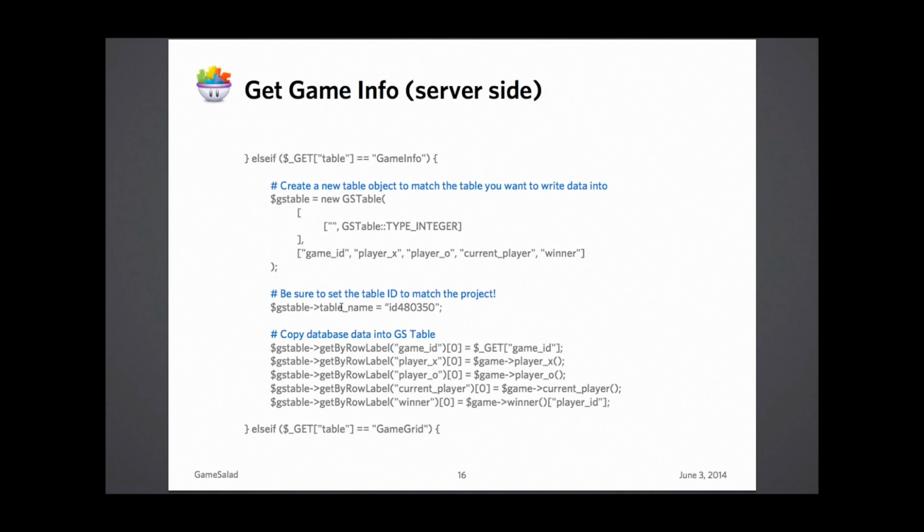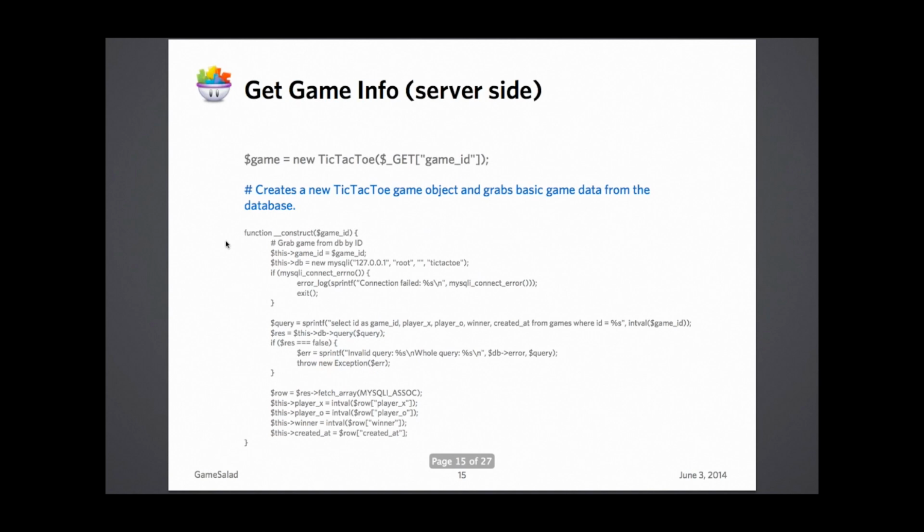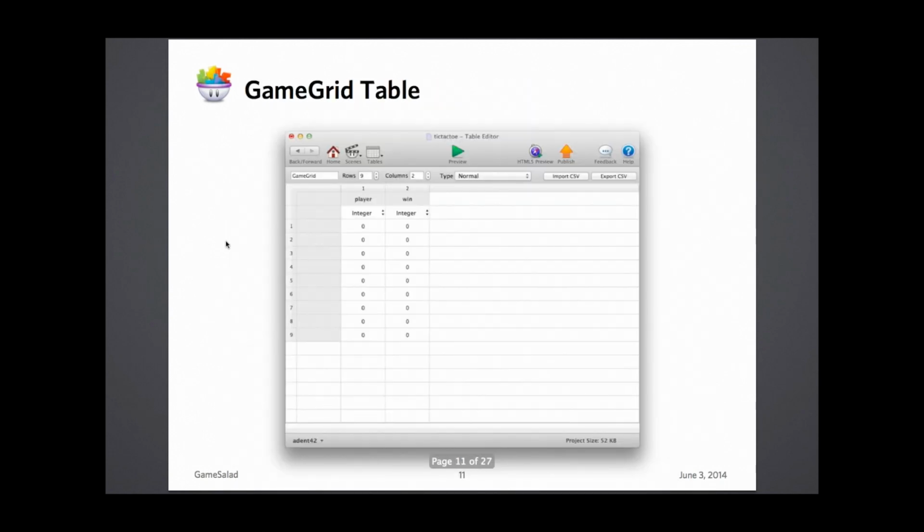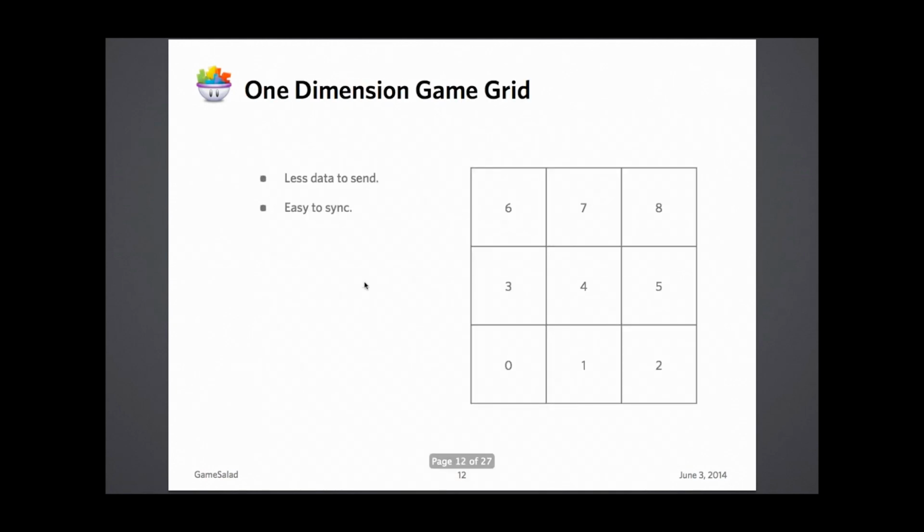Then we need to set the table name to match the actual table in the game project. This is important because it won't actually update the table otherwise. We're hoping to change that, I didn't mention, but for now, this is what you're going to need to do. And then the last bit is from the game object, we're grabbing the player X, the player 0, the current player, and the winner, and we're populating that table. So what ends up happening is you've got the equivalent of a GameSalad table. Let's see if we go back a couple. So the equivalent of this GameSalad table with all this information filled in.